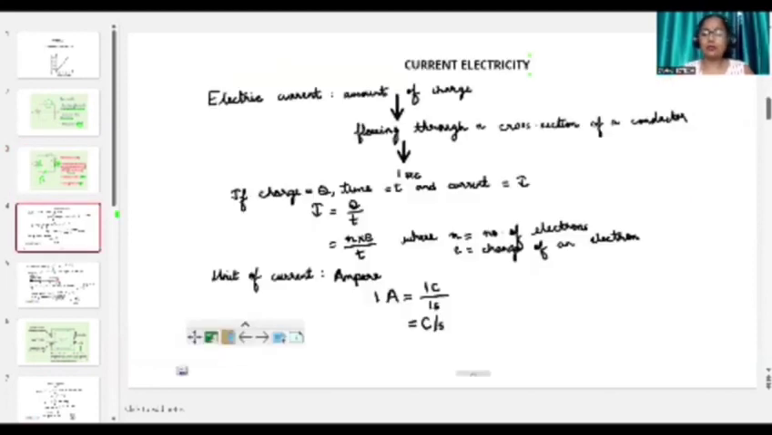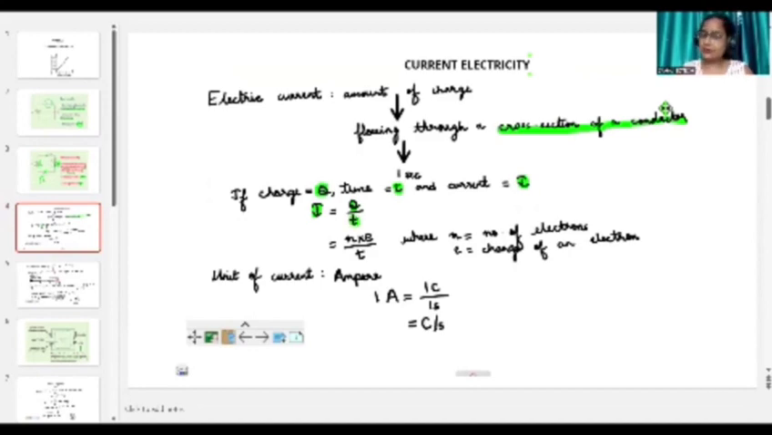Now, so what is it? Electric current is the amount of charge flowing through the cross section of a conductor. Now you know what the cross section of a wire is, it's a circle, in 1 second. So if we denote charge by Q, time by T, and current by I, what can we write? I is equal to Q divided by T.